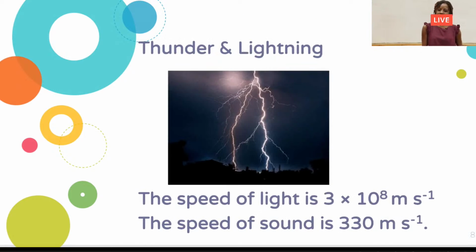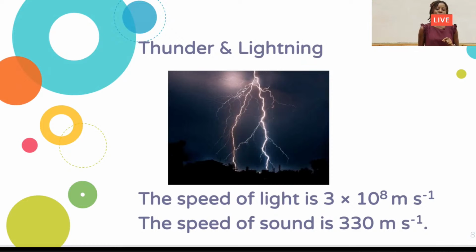Now we all know about thunder and lightning. We got a few of those, some of that a few nights ago. But did you know that thunder and lightning occur at the same time? Maybe you did, maybe you didn't. Now the reason why you would hear the thunder long after you would have seen the lightning is because of the speed at which light and sound travel.